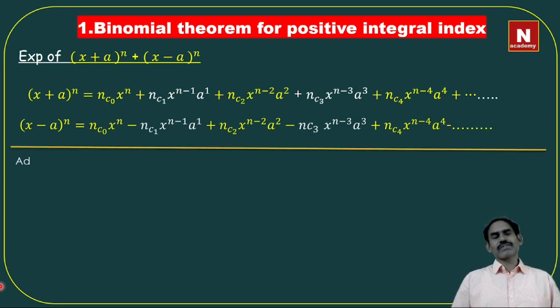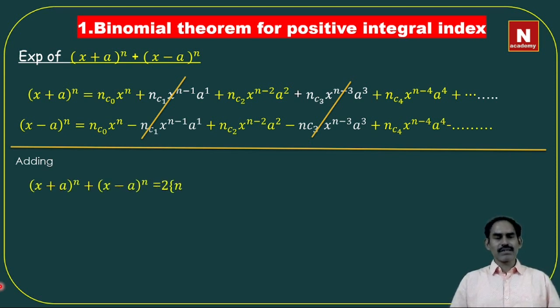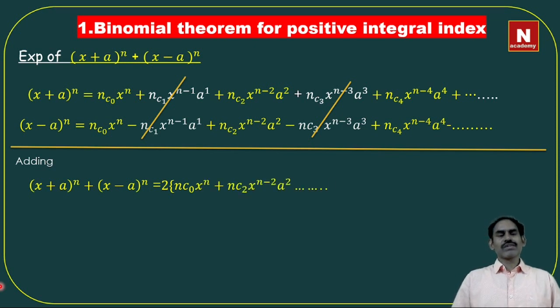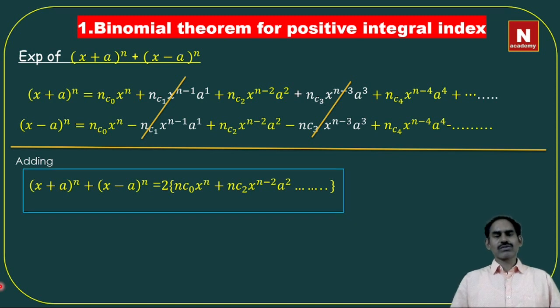By adding these two expressions, the plus and minus terms get cancelled on the right hand side. The remaining terms are, now on the LHS, observe this: (x + a)^n + (x - a)^n equals 2 into nC0 x^n + nC2 x^(n-2) a^2. See here two terms are there, nC0, that's why we are writing 2 into nC0 x^n. Then nC2, two terms, 2 into nC2 x^(n-2), and so on. Next nC4, 2 into nC4, we are writing 2 outside.